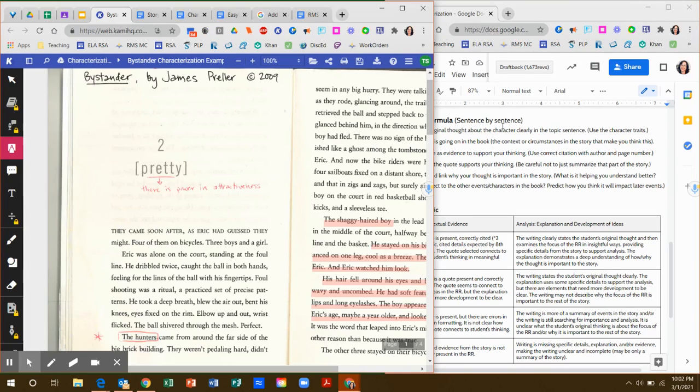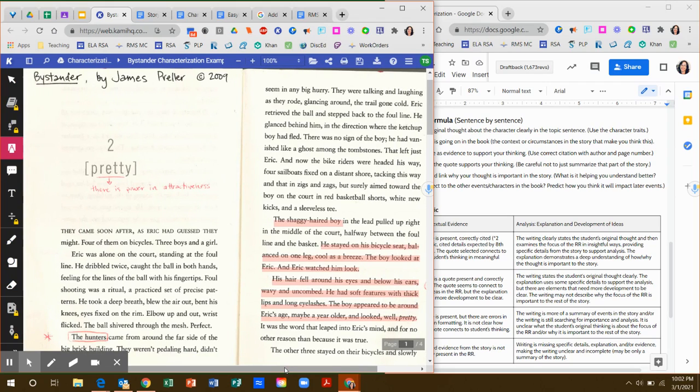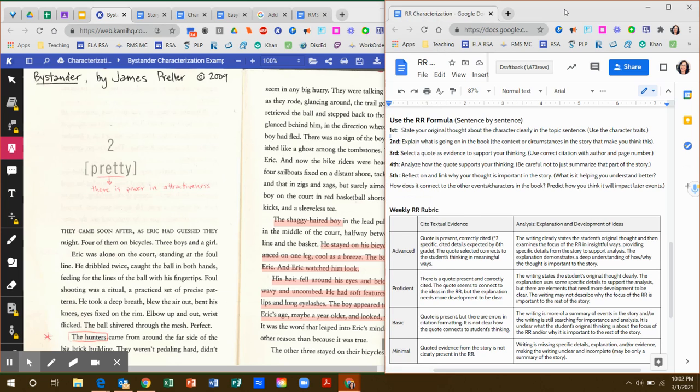This lesson is going to focus on creating a reading response. And a reading response is just that. You are responding to something that you have read. And so it will be your original thinking, not a summary of what you read. Instead, it's going to be your original thinking about whatever it is that you've read.